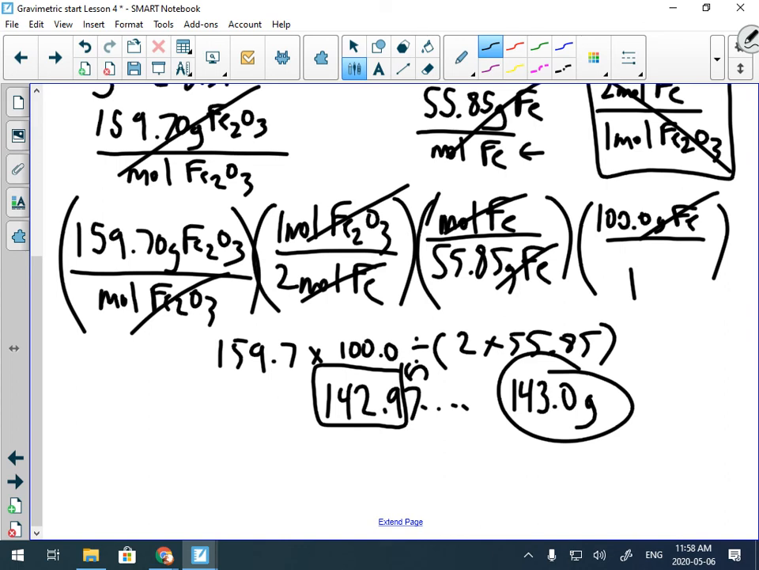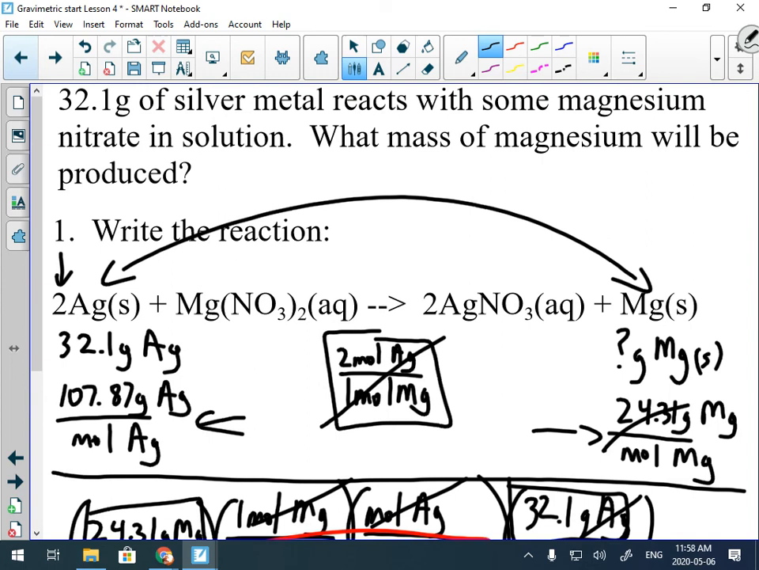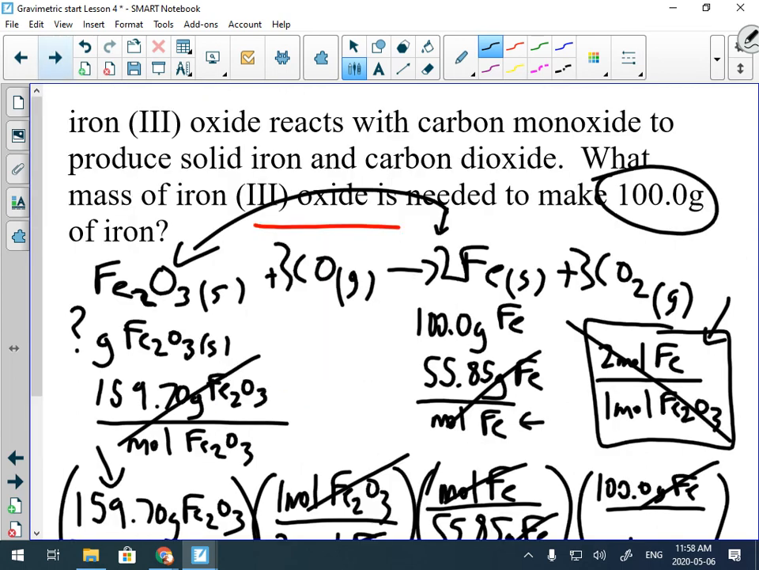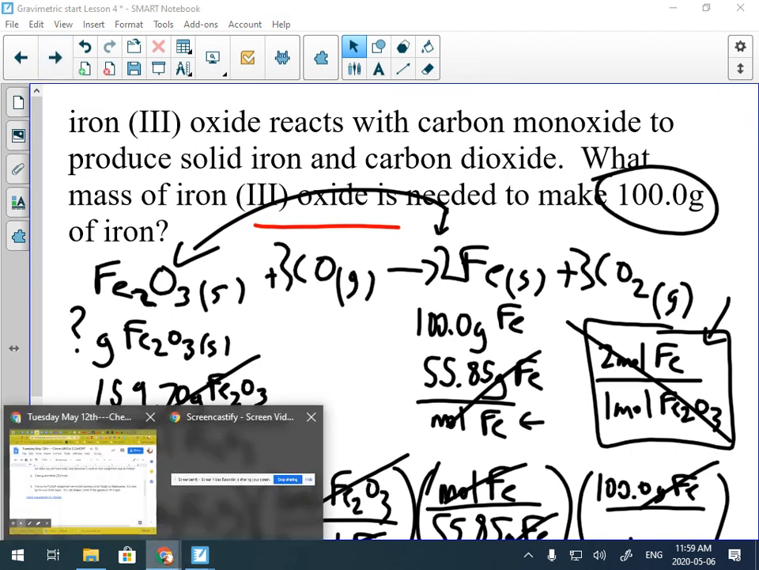So this is mass to mass. You'll notice that both mass to mass problems start with the molar mass. And that's going to be true for every mass to mass stoichiometry problem. You start with the molar mass of the substance you need to solve. All right, so that's been a crash course of the 3 different types of gravimetric stoichiometry.